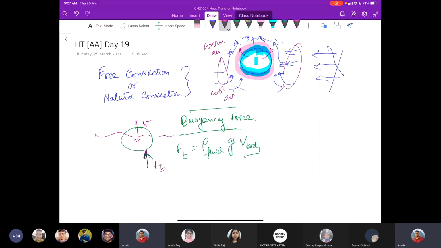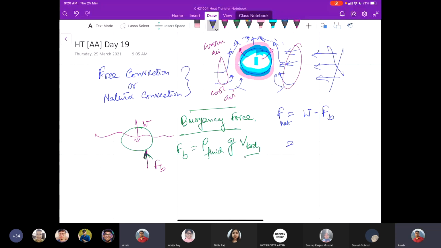So in absence of any other external forces, the net vertical force, or the force in the vertical direction, on a submerged or fully immersed body would be, say, F net, which is the weight minus F_B.